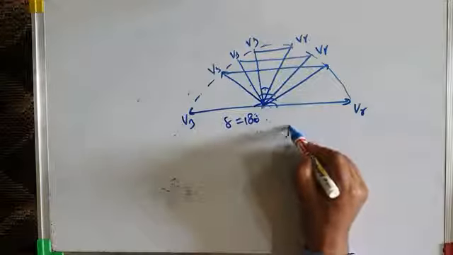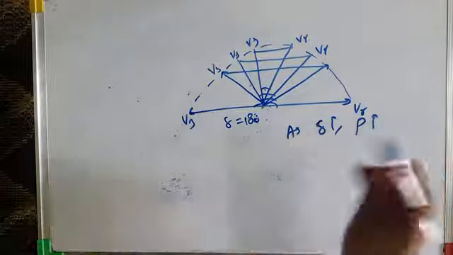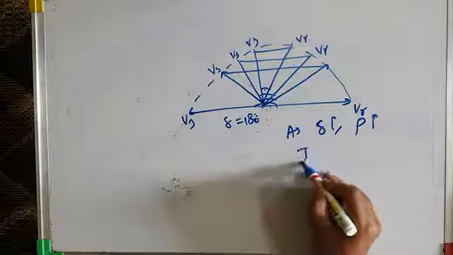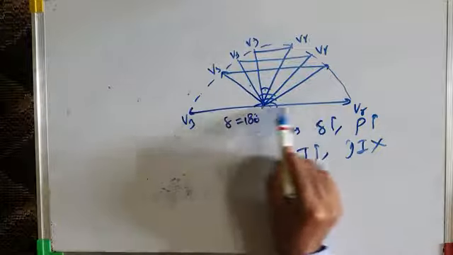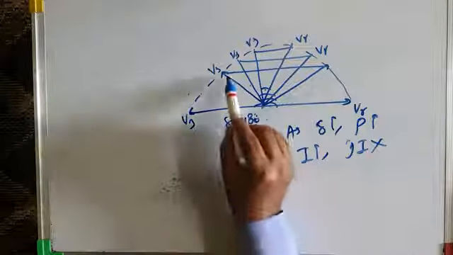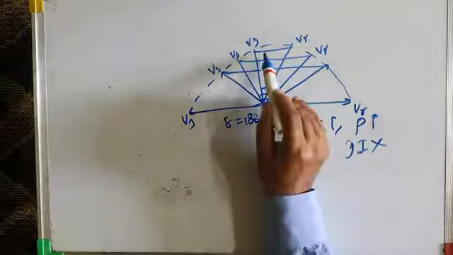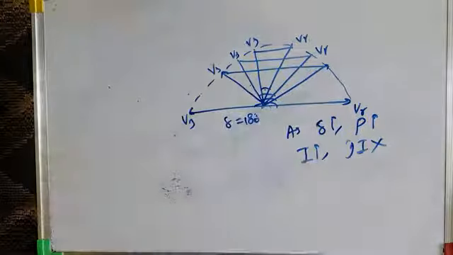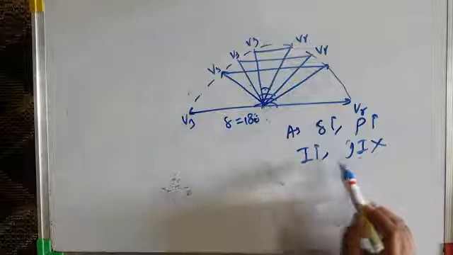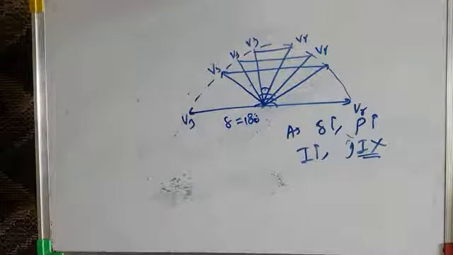So you can see as delta increases, the active power also increases up to delta equal to 90 degrees. Current increases, and the jIX drop also increases. You can see this drop is maximum for delta equal to 180 degrees. And then as delta decreases, this drop decreases. Conversely, for less delta, drop is less; as delta increases, more and more drop. So as delta increases, current increases and the jIX drop increases, but power flow also increases, both active power as well as reactive power.